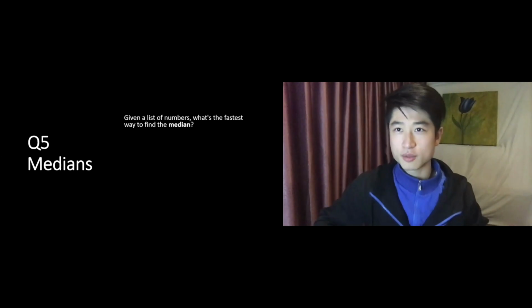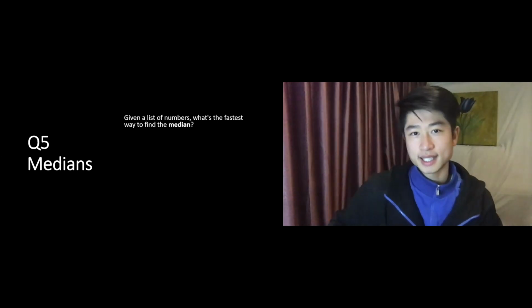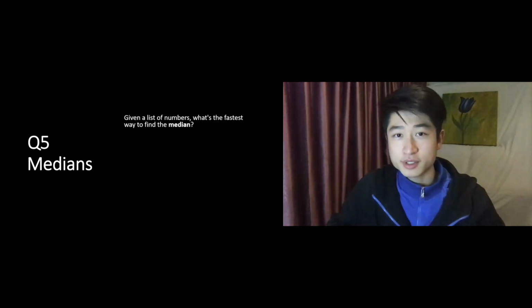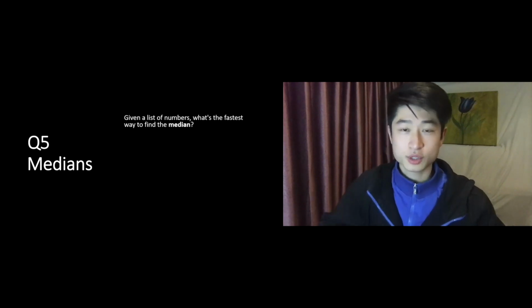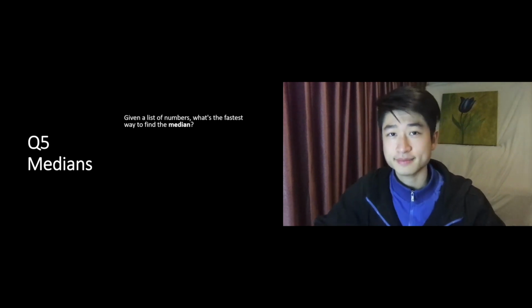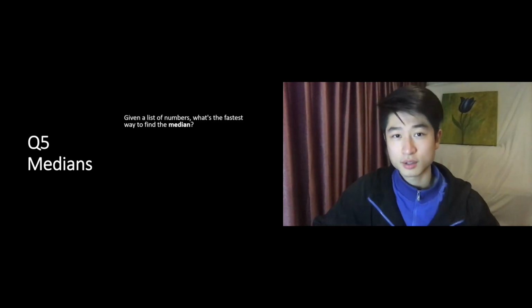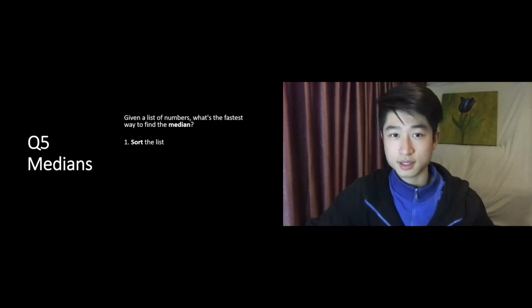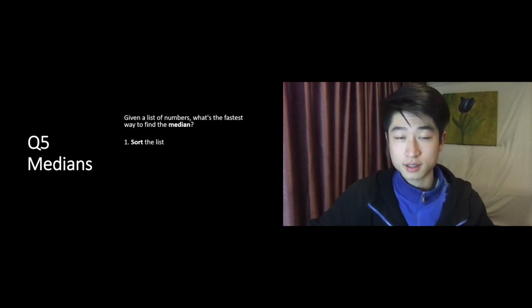Okay, so our motivating question is, given a list of numbers that are not sorted, what's the fastest way to find the median? What do you think? Well, naively, we might think we can just sort the list and take out the median. And yeah, that works. Runtime would be O(n log n).